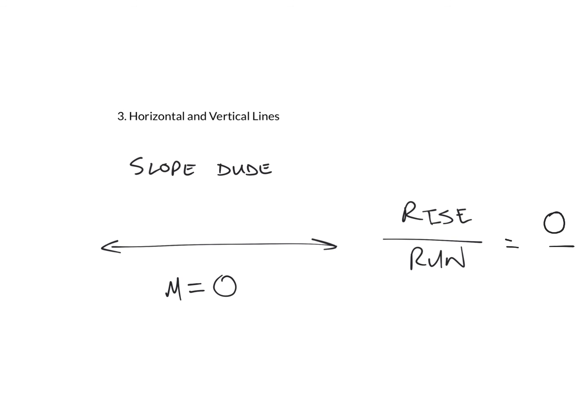And we can calculate any run. It doesn't matter how far we take for the run. But since our rise is 0 and our run is going to be some number, it means our slope will always be 0.